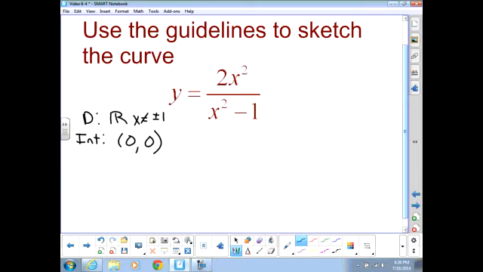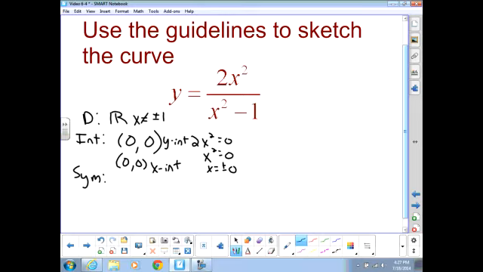Now for x-intercepts, you want y to equal 0. So what will make this fraction equal 0? Well, a fraction is 0 when the numerator is 0. So that's 2x squared equals 0, or x squared equals 0. You'll get x equals plus or minus 0, which is really just 0. So this was our y-intercept. And if you've got the origin as a y-intercept, it makes sense. It should also be an x-intercept, because that is the point that is shared by both the x and y axis. Next, we want to see if there's any symmetry.